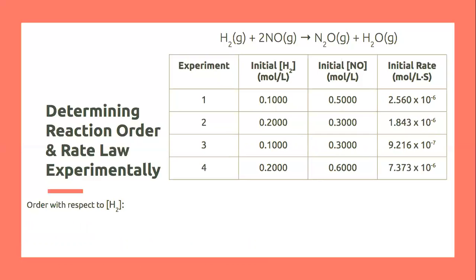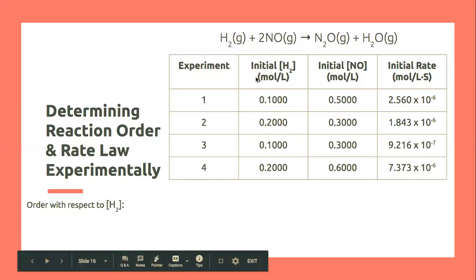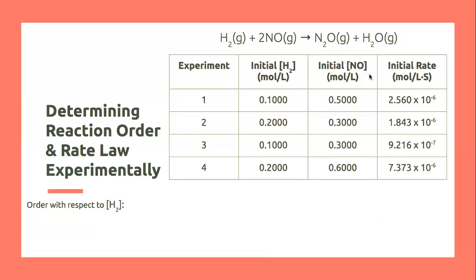All right. We know the order for NO. Let's find the order for H2. We're going to do the same thing. I'm going to look through the table to see if I have two instances where H2 has different concentrations, but NO has the same concentration. This is going to be a little easier because there are only 2 times where NO has the same concentration. So we're going to use experiments 3 and 2, or 2 and 3, and I'm going to block out 1 and 4 again.